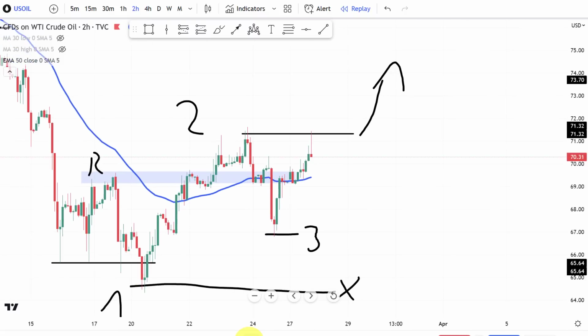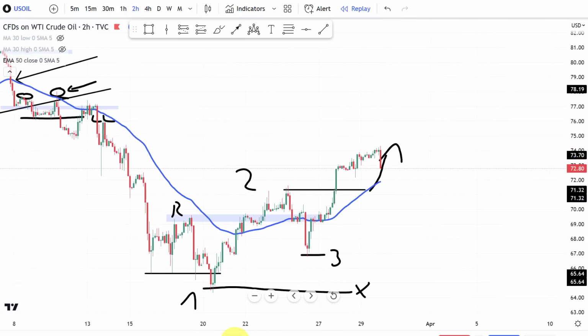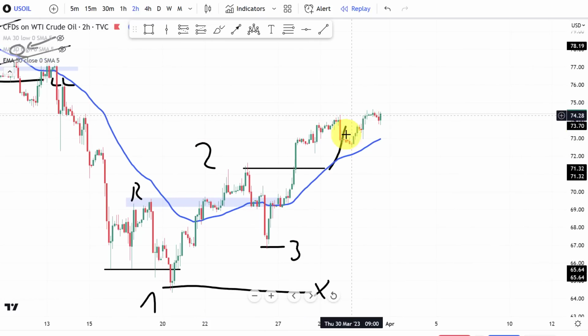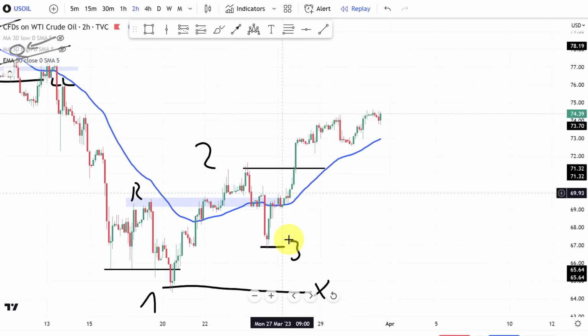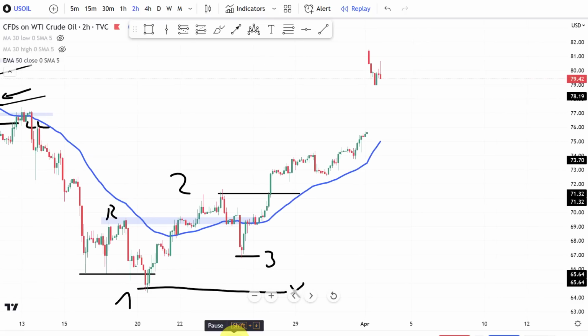There's no need to reinvent the wheel. It's a very common old concept used by many professional traders. And you can see the market is completing the 1, 2, 3 pattern. 1, 2, 3, we make higher lows, we keep making higher highs, we're above the moving average. Really, really nice market structure.